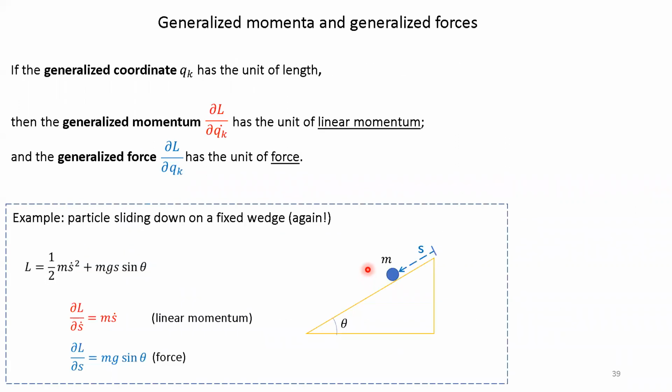Let me use this simple example to illustrate that. If I have this wedge example, and you take the partial L partial s dot, it gives you m s dot, and you know that this is actually the linear momentum along this direction. If you take the partial L partial s, you get your mg sine theta, and that would be the force along this direction.